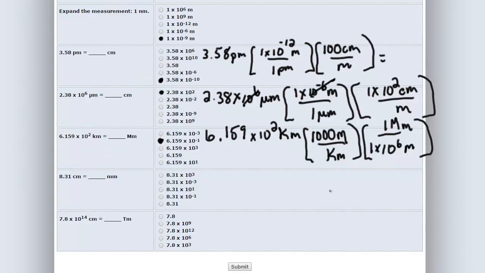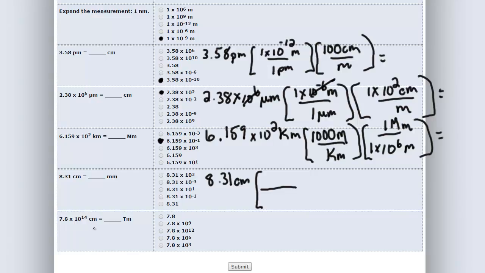Now, here we go, 8.31 centimeters, and we're going to go to millimeters. Now, you might say, well, why do I have to go all the way to meters and then convert and then go all the way to centimeters? Well, you don't have to. Just because you see me solve a problem this way doesn't mean that there aren't other ways to solve the problem. You can solve the problem however you want.